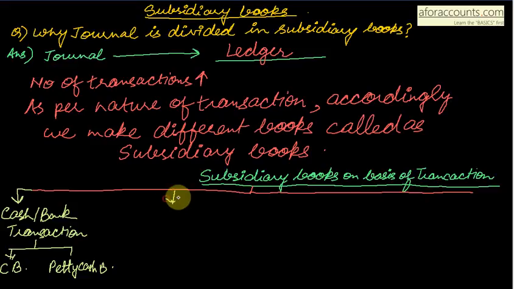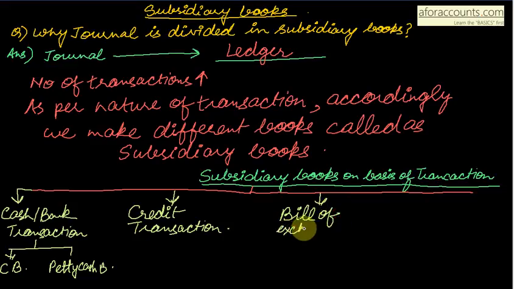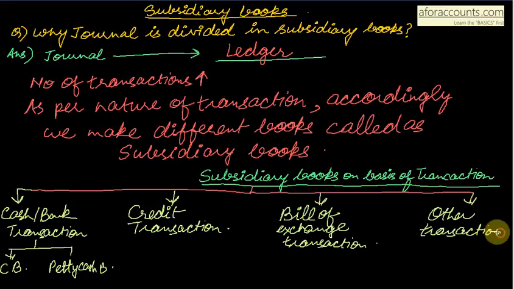Now comes your credit. If it is not cash, it has to be a credit transaction. Second comes your bill of exchange. The third is your bill of exchange transaction. And the fourth, which does not fit anywhere, other transactions, goes to your journal proper. Okay.